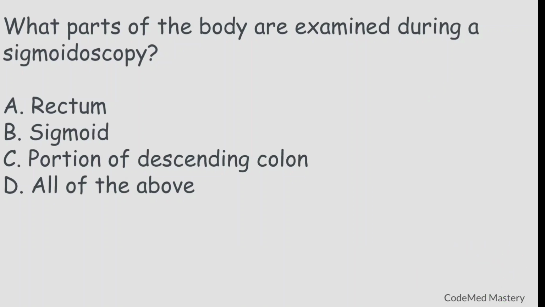First question, what parts of the body are examined during a sigmoidoscopy? Option A, rectum, option B, sigmoid, option C, portion of descending colon, option D, all of the above. The right answer is option D, all of the above, because during a sigmoidoscopy, the doctor examines the lower area of the large intestine or colon, which includes rectum, sigmoid colon and descending colon. So the answer is option D.